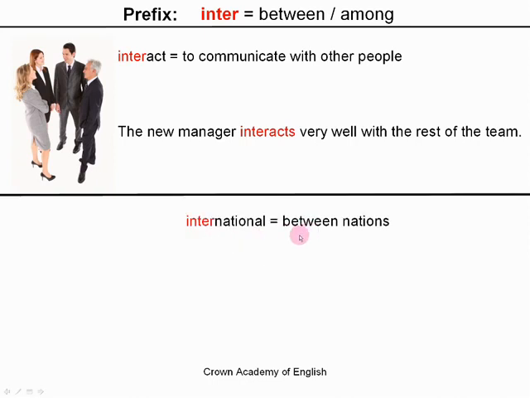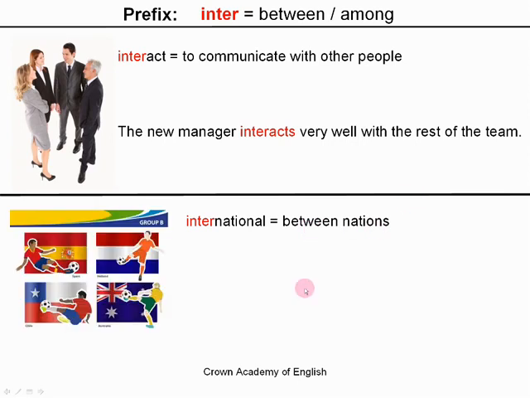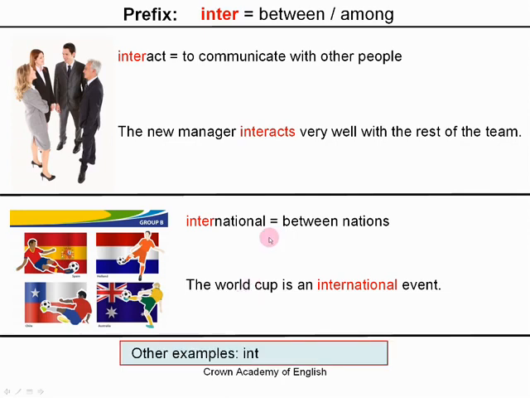International. This means between nations. The World Cup is an international event. Okay, so it's an event between nations. So inter is between. Other examples: interchange, internal.